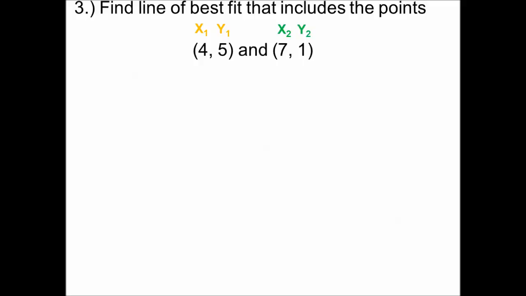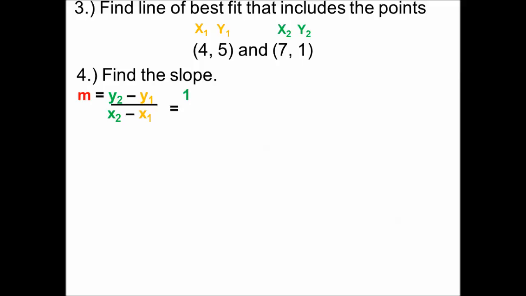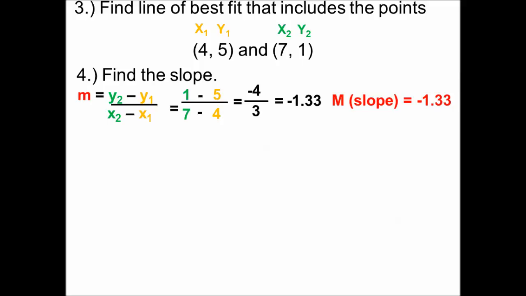So we're going to have our x1 and y1 and x2 and y2. We're going to find the slope. We're going to bring our y2 value of 1 minus y1 value of 5, over our x2 value of 7 minus our x1 value of 4. 1 minus 5 is equal to negative 4. 7 minus 4 is equal to 3. And so we actually get kind of an ugly decimal, but again, decimals are better in science. We're going to get an answer of negative 1.33. And that's going to be our slope.